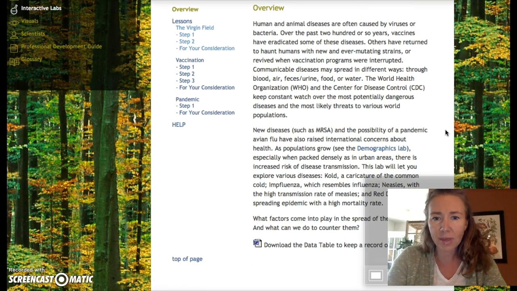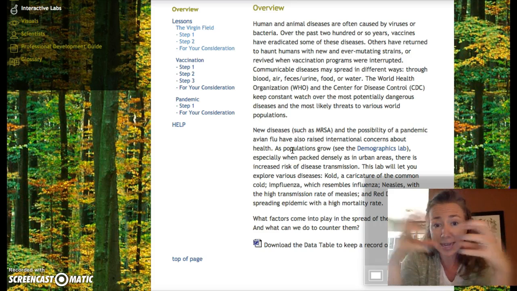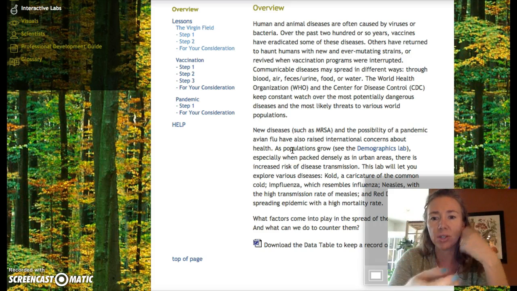And we look at a lot of different things like demographics, such as the size of a population, and density, how closely those people live. It's easier to spread diseases. And of course, who's immune?